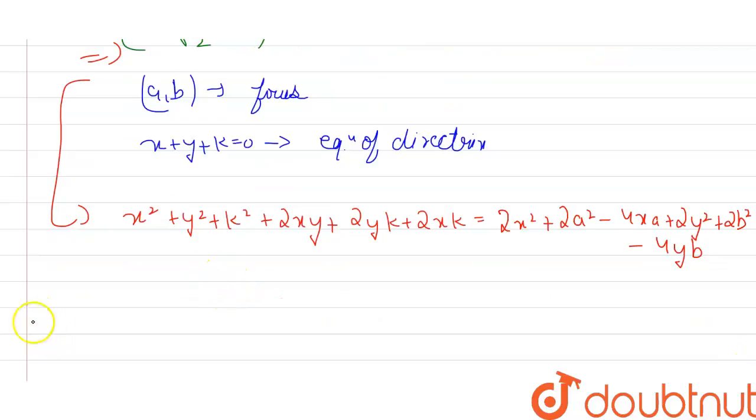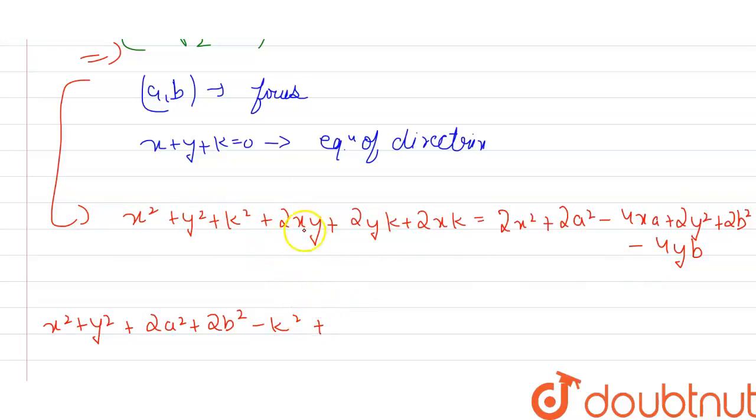After this, the equation we finally receive will be x square plus y square, plus 2a square, plus 2b square, minus k square. Putting the LHS part on the RHS side, this will become minus k square.